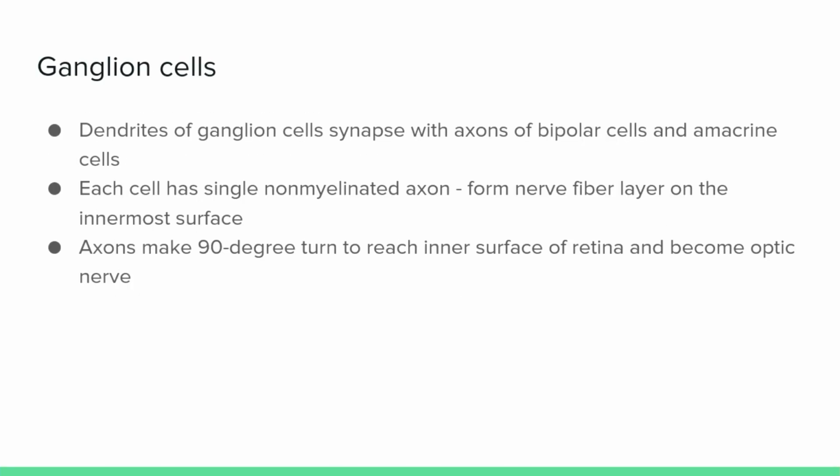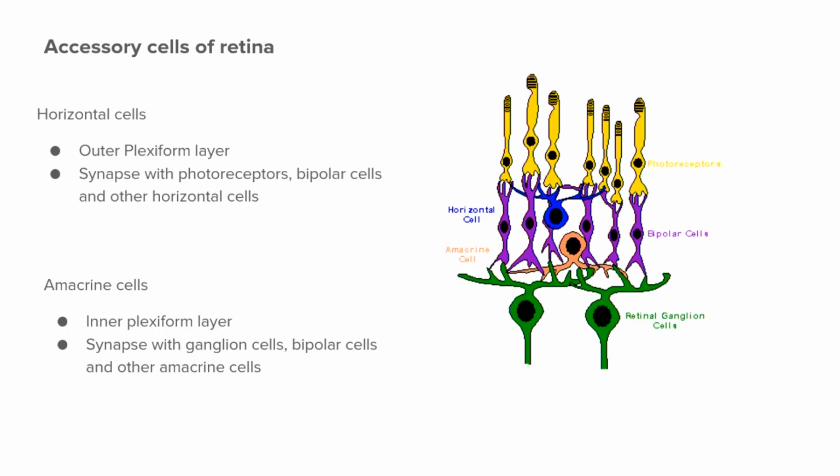Ganglion cells: dendrites of ganglion cells synapse with axons of bipolar cells and amacrine cells. Each cell has a single non-myelinated fiber, which forms the nerve fiber layer on the innermost surface. Axons of ganglion cells make a 90-degree turn to reach the inner surface of the retina and become the optic nerve.